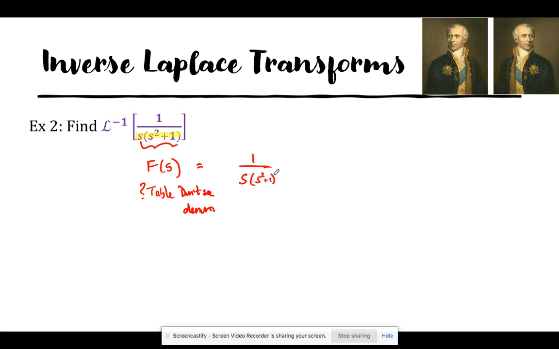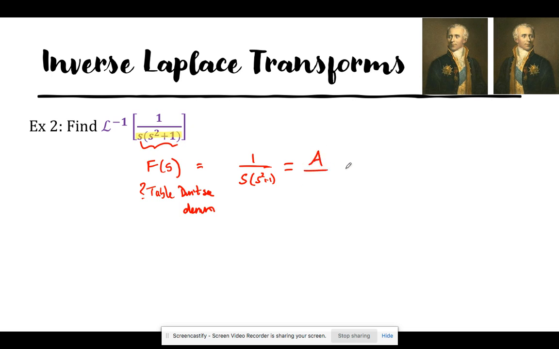Well, since I don't recognize the denominator, maybe I need to rewrite this. How do I rewrite this? What's one thing I can do? I certainly can't factor s squared plus 1. You got it. It's partial fractions. Partial fractions coming back.